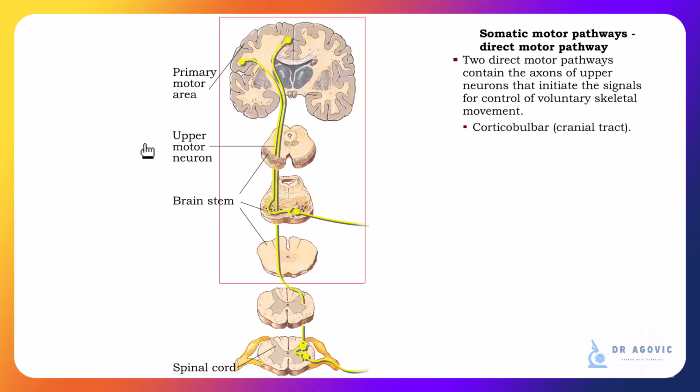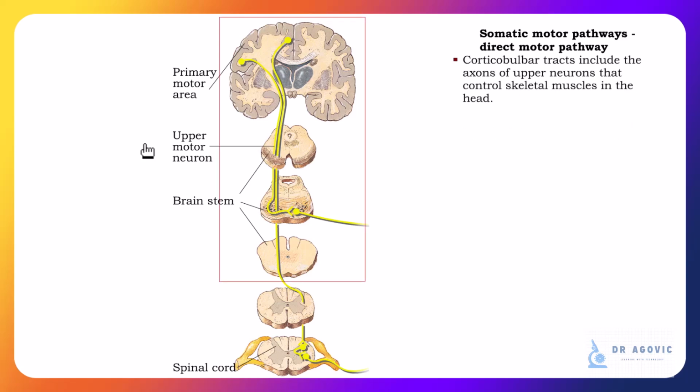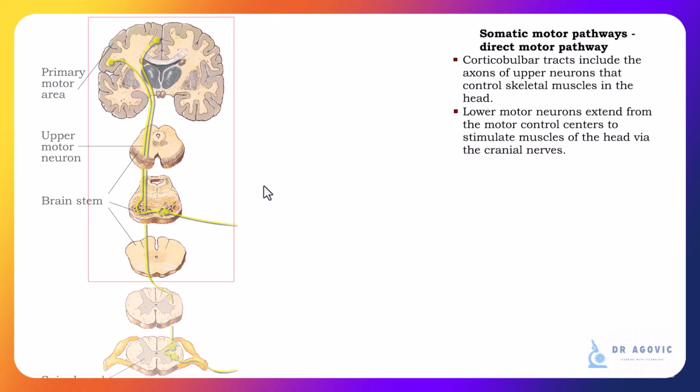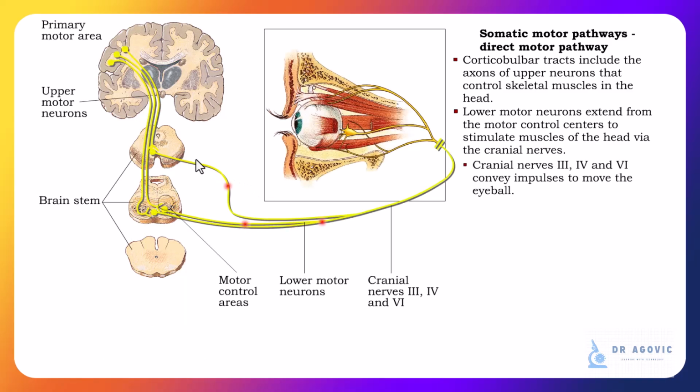Direct motor pathways contain the corticobulbar or cranial tract and the corticospinal or spinal tract. The axons of upper neurons that control skeletal muscles in the head form the corticobulbar tract. These neurons carry motor impulses to the lower motor neurons in the brainstem that extend from the motor control centers and stimulate muscles of the head via cranial nerves.